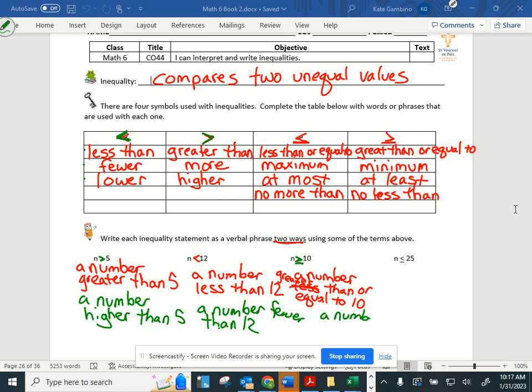A number that is at least 10. So you can have at least this much. You could spend more, but it's at least 10. That's the greater than. Now let's be careful, and I'm paying attention to what our symbol is.